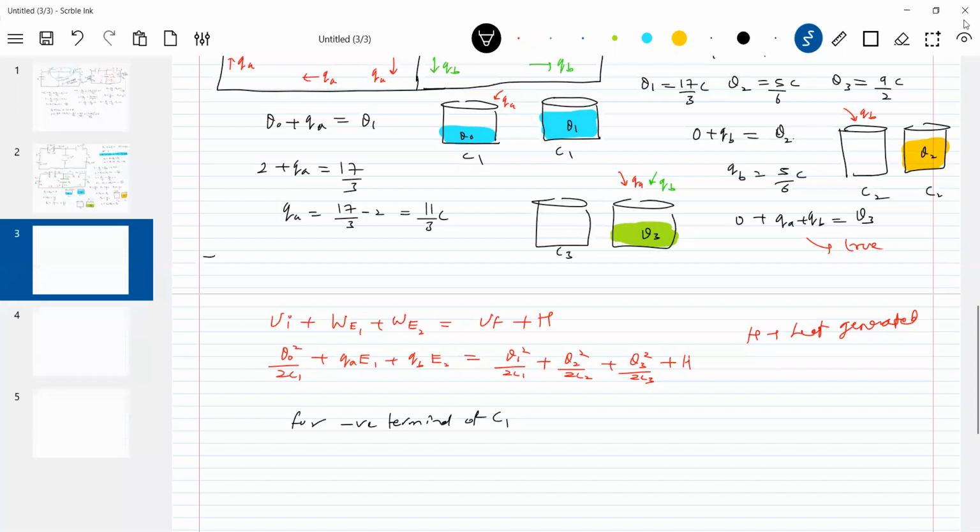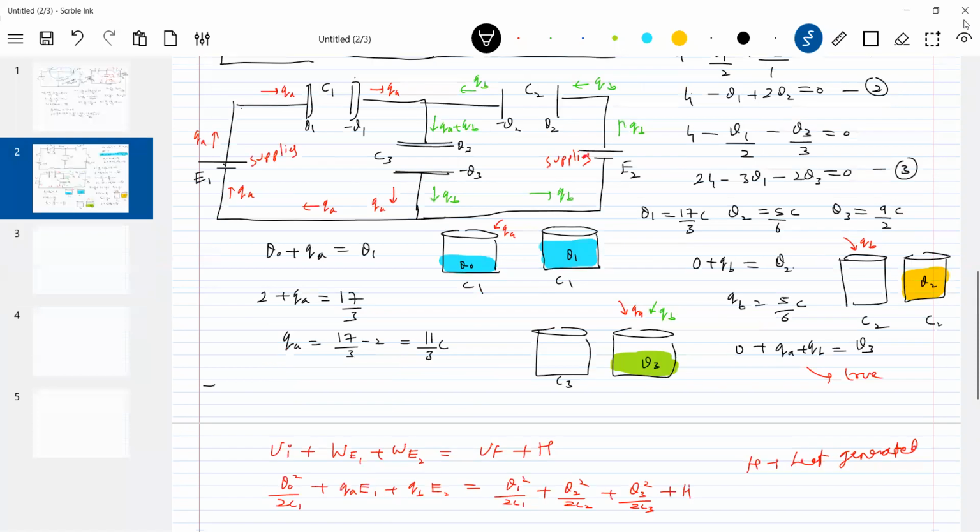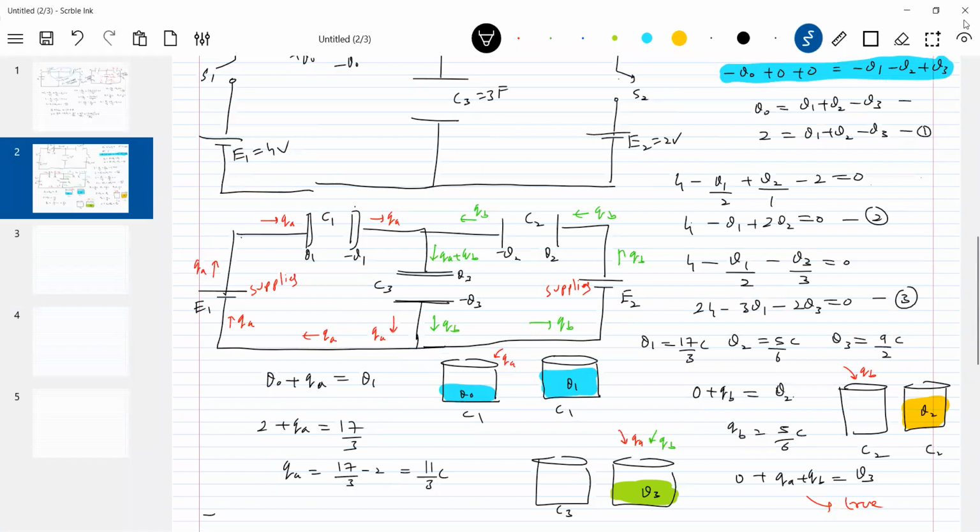Sir, capital Q1, Q2, Q3 are not satisfying equation 3, sir. You have to check the values. Sir, they are not satisfying equation 3. No, then you have to check the values. We have to check the values. There's no other way. Mathematics, you check it once.